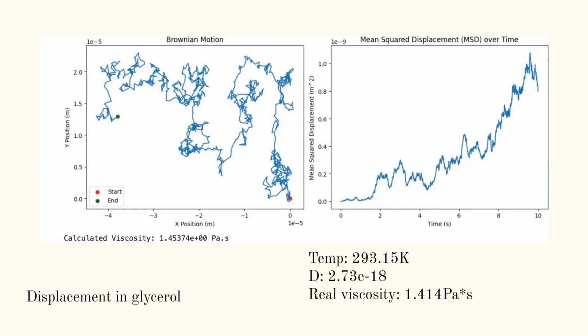And you'll notice that the temperature did change. We had to bump the temperature of this liquid down 5 degrees to get to a known viscosity that was accurate, instead of the 25 degrees Celsius or 298.15 Kelvin. This way we could ensure accurate data and accurate measurements. And then the diffusion coefficient that we received from this one is 2.73 e to the negative 18th, which can be found from the graph above and the mean squared displacement over time.